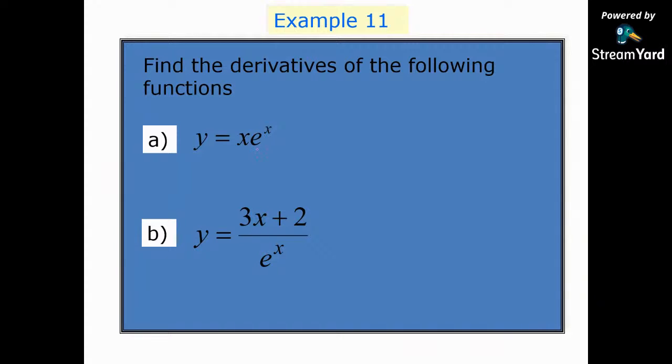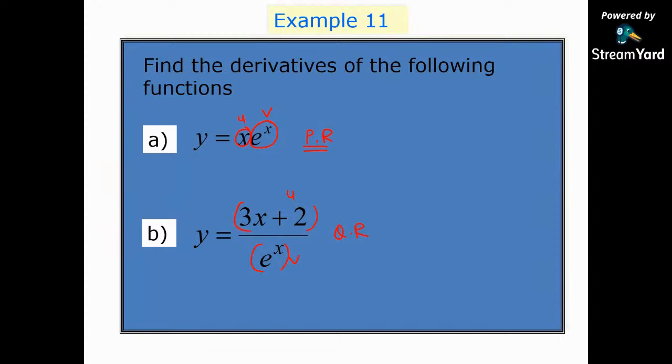So we got x times e to the power of x. This is definitely a product rule. So we should let one of them as u. x will become u, e to the power of x will become v, and then we're going to differentiate them like what we did for product rule. For this one, this is a fraction, so we're going to have u over v. That means for this one, we need to use the quotient rule.